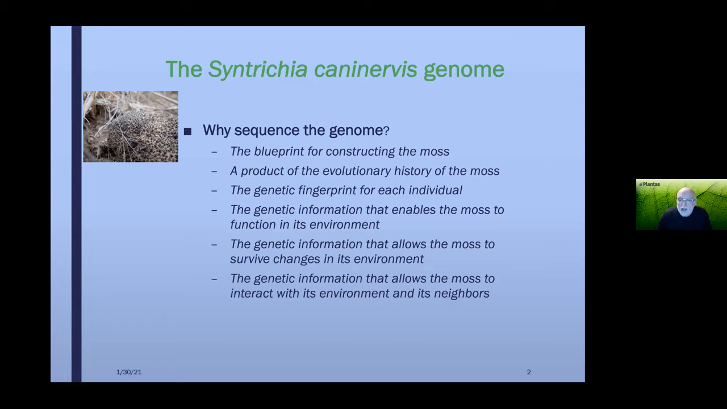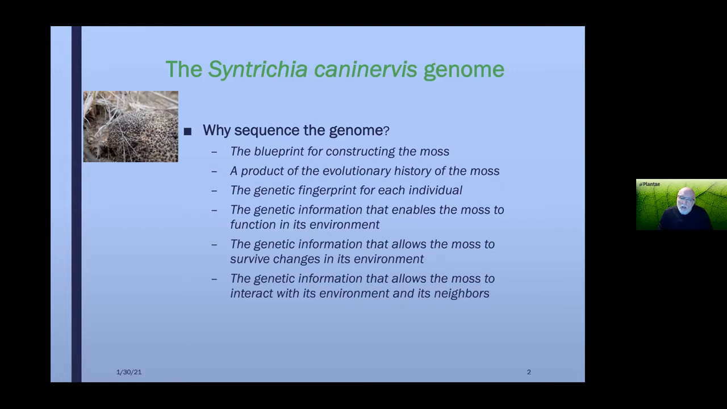It's the genetic fingerprint for each individual. So each individual is going to be different, and that we take advantage of when we start looking at population genetics, which again, you'll be looking at later on. It also provides us all the genetic information that enables the moss to function in its environment. So you can start looking at what are the genes that are involved in some of the basic functions. Certainly that's the physiology aspect of the grant.